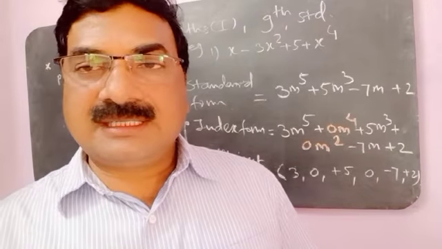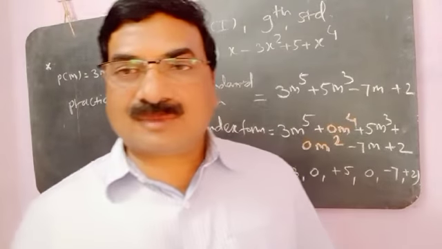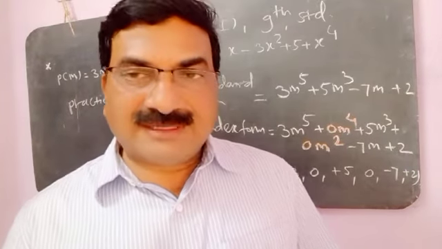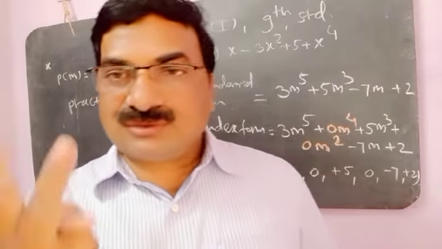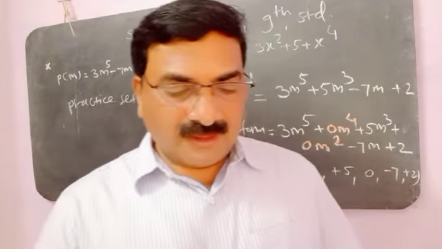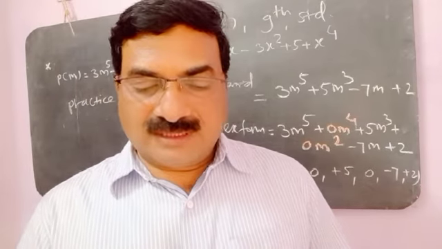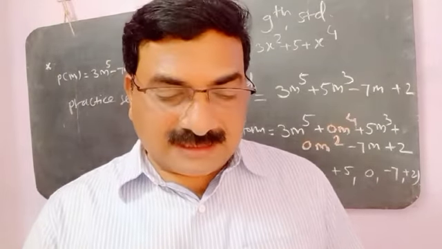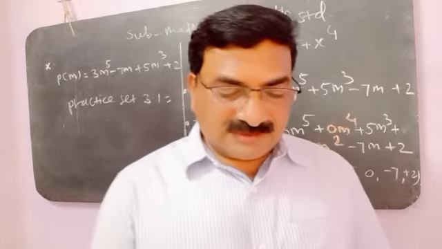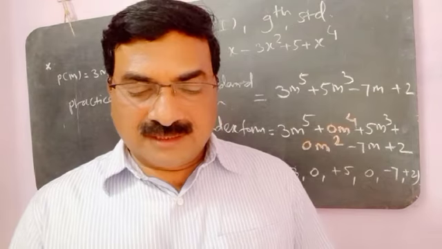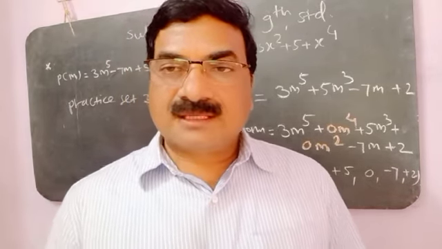Binomial means number of terms are 2. X plus 7 is the binomial. X cube plus 9 is the binomial. 3x square plus 5x, binomial. Trinomial, 3 terms are there. Then find out that 2x square plus 5x plus 10, 3 terms are there. Monomial, only one term is there, x square.